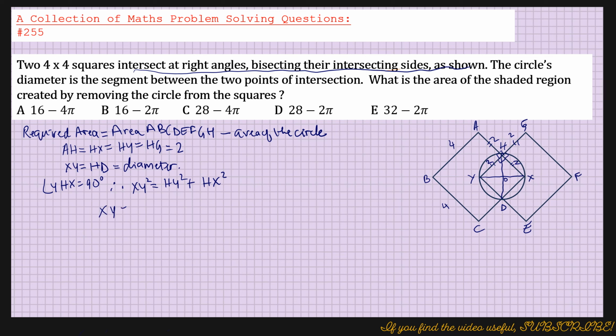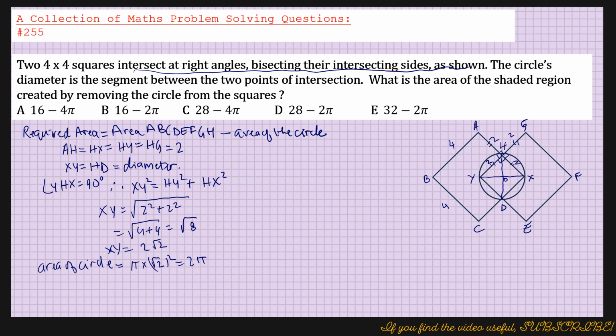So we can say that XY equals square root of 2 square plus 2 square, that would equal square root of 4 plus 4, that is square root of 8, which is square root of 4 times 2, so that is 2 root 2. So therefore area of the circle would equal pi r square. So pi times, that's the diameter, so we have to divide it by 2, so we'd get pi root 2 square. That would give you 2 pi.